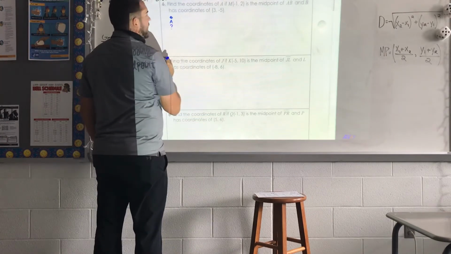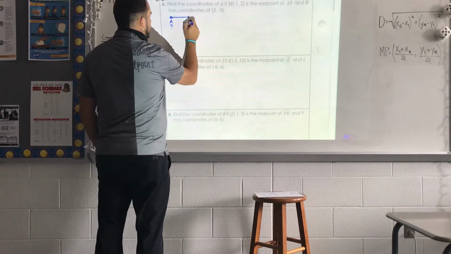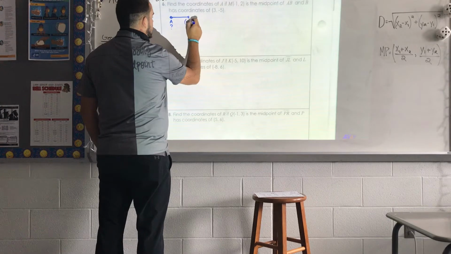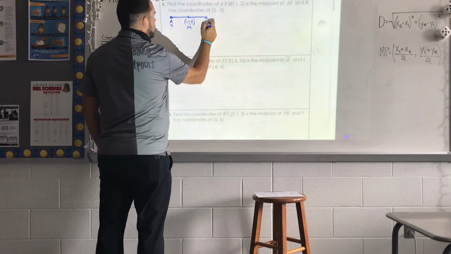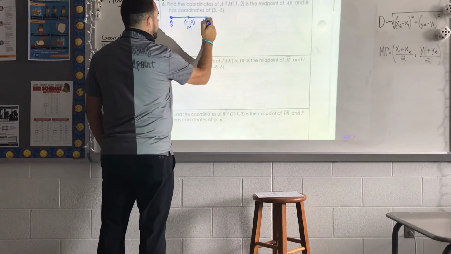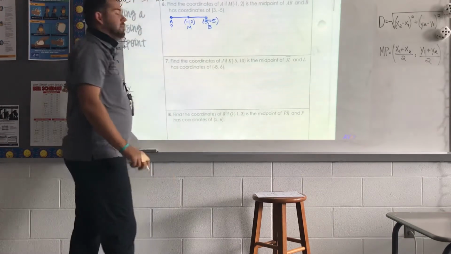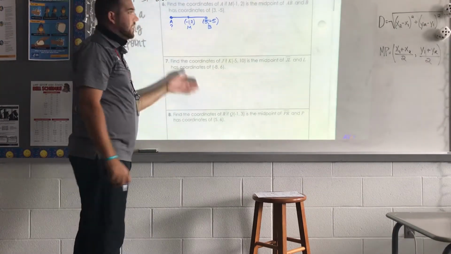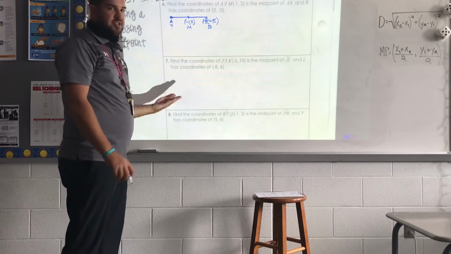So they want us to find A. We don't know A. M is the midpoint, and they give us the coordinates for that. And they also give us the endpoint of B, (3, -5). So now we know the midpoint, we know one end, we have to find the other end. So what we're going to do is use the midpoint equation to answer this.